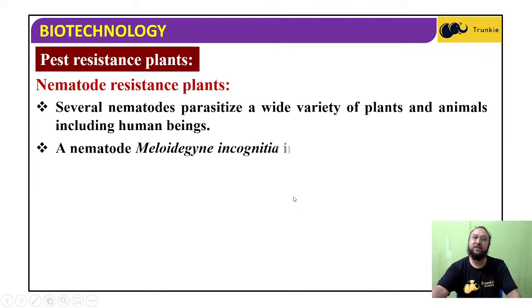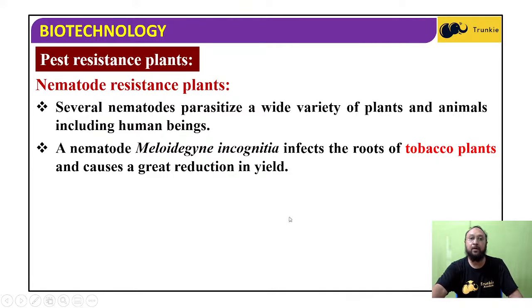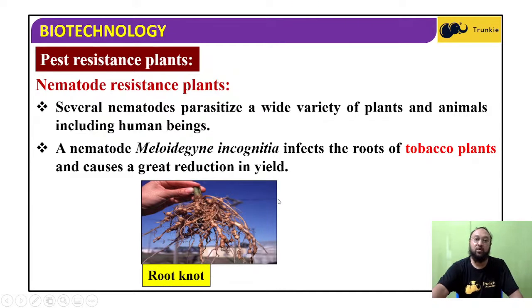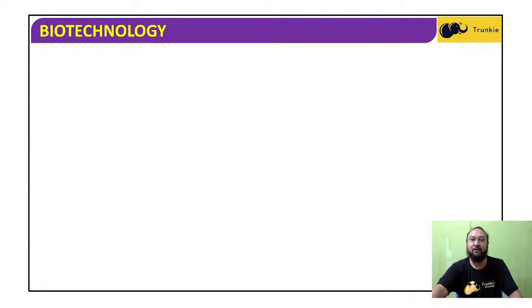Pest resistant plants: nematode resistant plants. Several nematodes parasitize a wide variety of plants and animals, including human beings. Meloidogyne incognita infects the roots of tobacco plants and causes a great reduction in yield. So root knot, you can see this. Meloidogyne incognita.